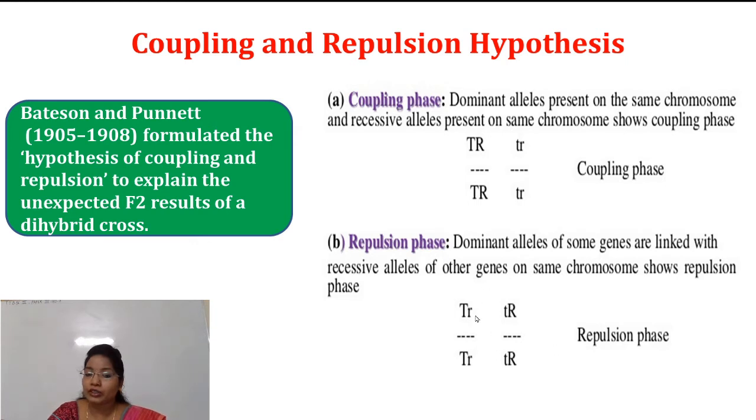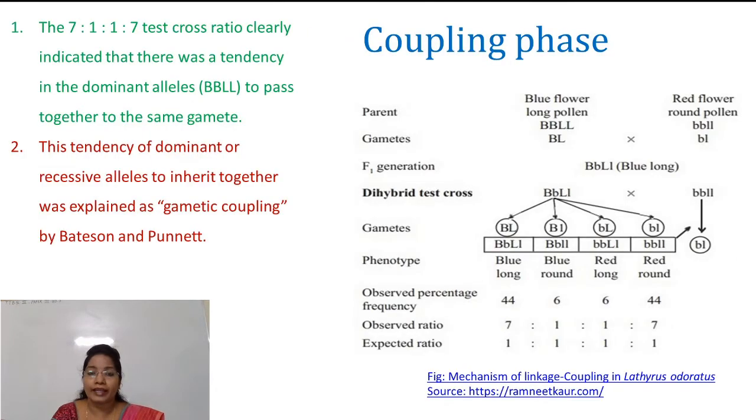They are linked to recessive alleles of other genes and they show repulsion phase. Okay, they show repulsion phase. Let's elaborate this coupling and repulsion hypothesis by explaining the test cross.